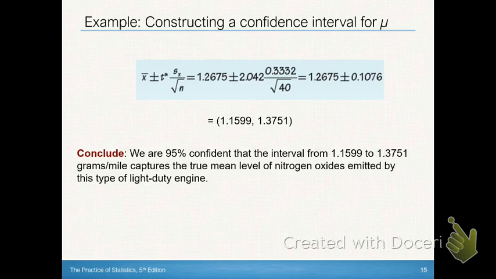So we can say that we are 95% confident that the interval from 1.1599 to 1.3751 grams per mile captures the true mean level of nitrogen oxides emitted by this type of light-duty engine.